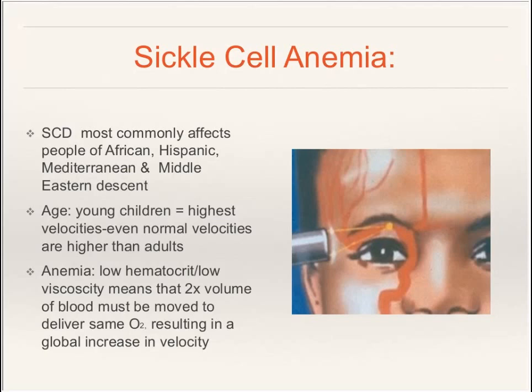So sickle cell anemia, let's just talk about that very briefly. It most commonly affects people of African, Hispanic, Mediterranean, and Middle Eastern descent. When we think of the age of the children we're evaluating, we want to keep in mind that young children have the highest velocities. Even their normal velocities with sickle in children are higher than adults.